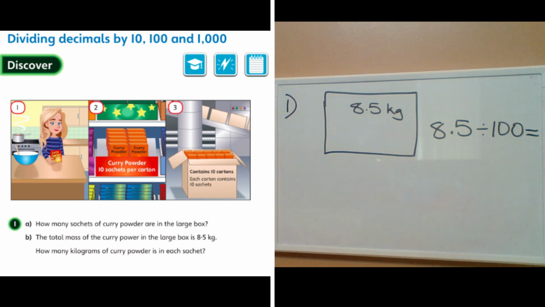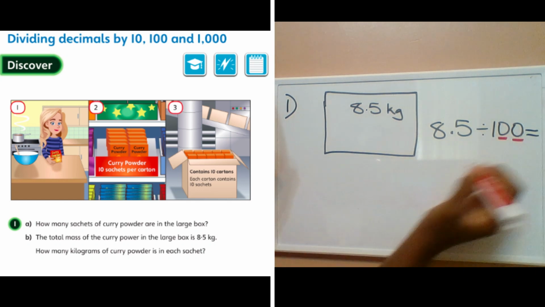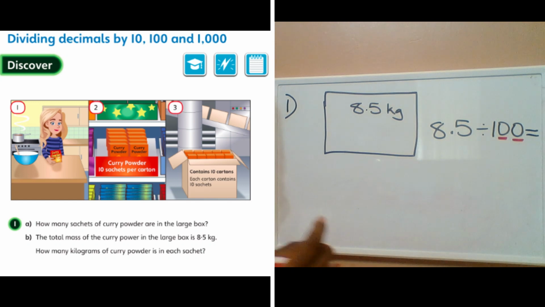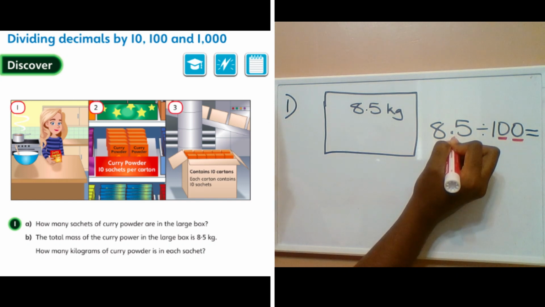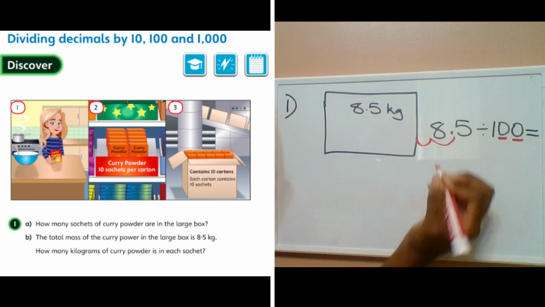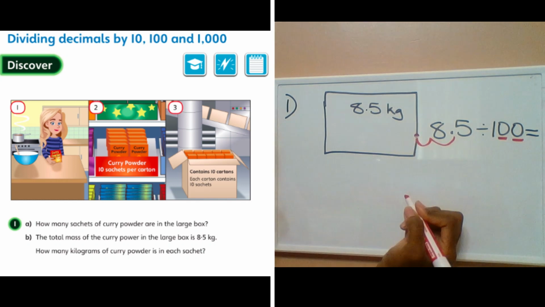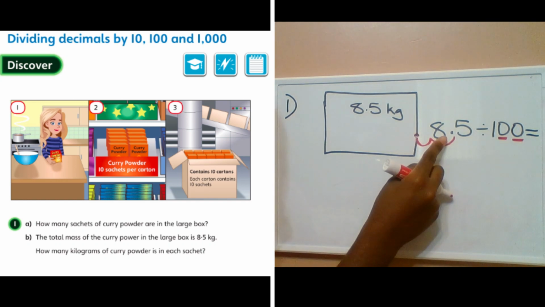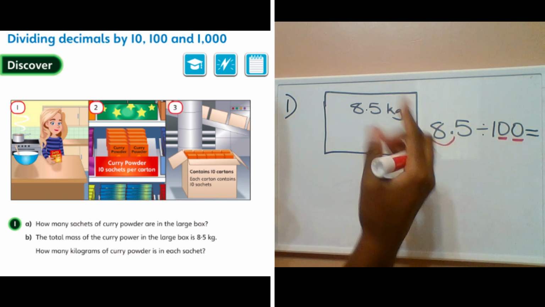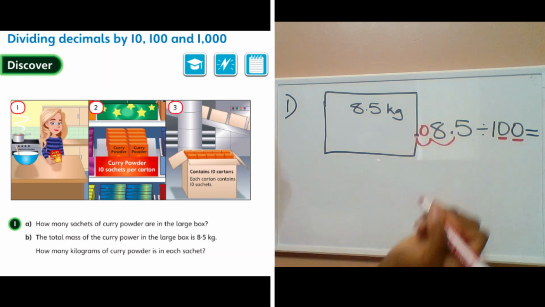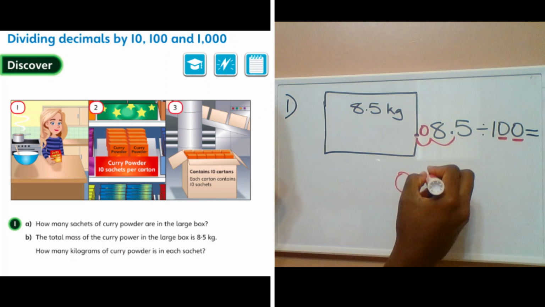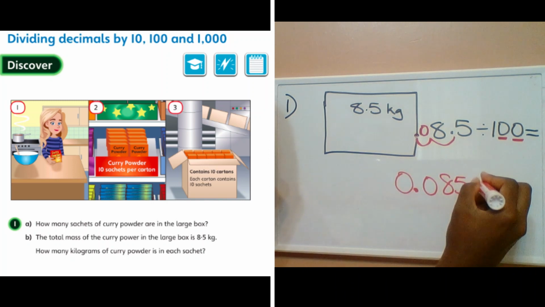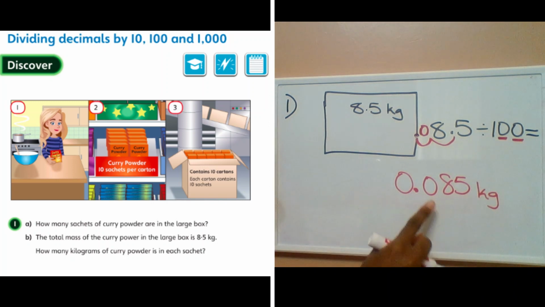Well, I'm dividing by 100. I notice 100 has 2 placeholders. So that means everything is going to shift 2 places. I'm making my number smaller because I'm dividing, so my decimal point is going to move this way. 1 place, 2 places. So my decimal point ends up over here. Notice there's a space before the 8. What goes in that space? A placeholder. So my answer is going to be 0. Here's my decimal point, 0.085 kilograms. Each sachet weighs 0.085 kilograms.